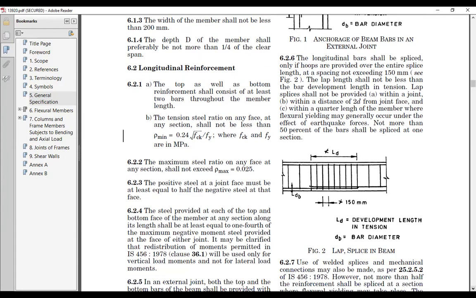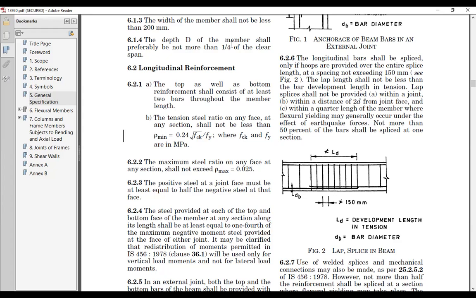Then the positive steel at a joint face must be at least equal to half the negative steel at that face. Okay, so this is important. Remember, the positive steel at a joint face must be at least equal to half the negative steel at that face. Okay, where is the positive steel? It will be at the bottom at the mid span, and negative will be at the support at the top. So what they are saying, positive steel means at the mid span it should be at least half of the negative steel.